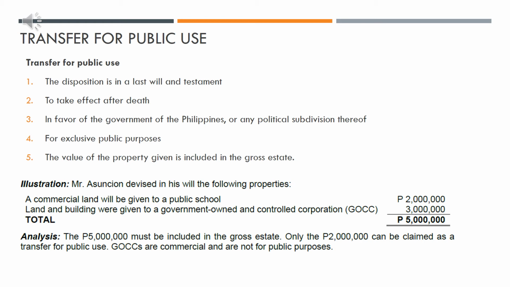So, we have here an illustration. Mr. Asuncion devised in his will the following properties. Kapag devised ang word or term kasi ang binigay diyan or dinonate, it's real property. A commercial land to be given to a public school, that's 2 million. Land and building were given to a government-owned and controlled corporation.